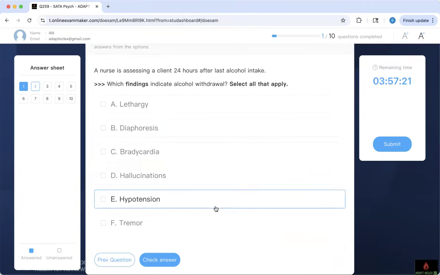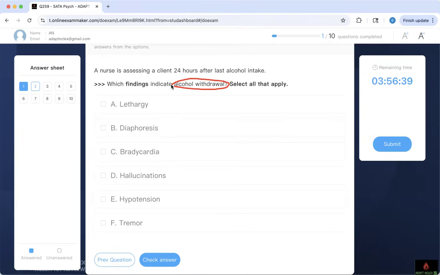Number 2, you know this. You've seen this before. Like I said, this is content, but this is a trap. Don't get trapped. Select all that apply. Which findings indicate alcohol withdrawal? The buzzword is alcohol withdrawal. I'm leading you to the answer. 24 hours after last alcohol intake. A nurse is assessing the client 24 hours after last alcohol intake. Which findings indicate alcohol withdrawal? Select all that apply. Lethargy, diaphoresis, bradycardia, hallucination, hypotension, tremor.